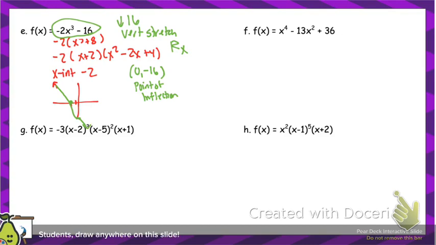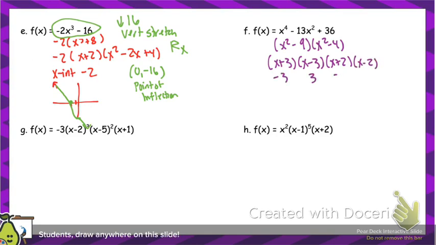All right, and then on f here, again, this is another one that's a little bit trickier to factor. This factors into x squared minus 9 and x squared minus 4. Both of those are difference of squares. So you get 4 different zeros. So this is going to have 4 x-intercepts, all of which will be crossing.